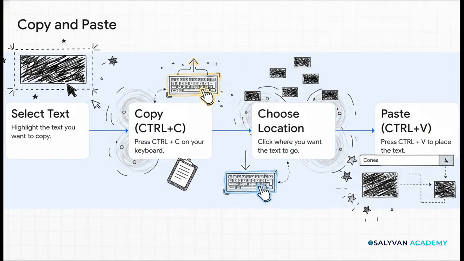Now, let's talk about a real game changer. Copy and paste. First, you just highlight the text you want to make a copy of. Then you use the magic keyboard shortcut. Hold down Control and press C. That copies it. Then just click where you want the text to go and hit Control+V to paste it. Bam! You've just created a perfect clone of your text.